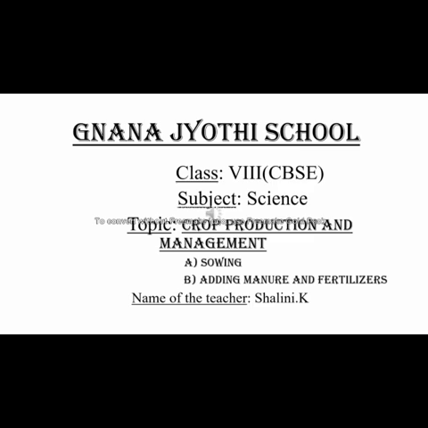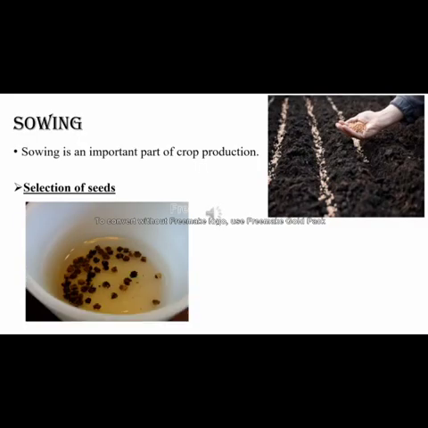Practices of crop production. Under that, we studied a few agricultural practices for crop production. So first we studied about preparation of soil. So in today's class, let us study about sowing and adding manure and fertilizers. After preparation of soil, the next step is sowing.